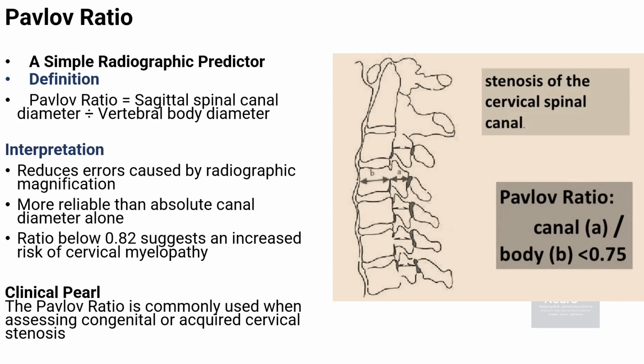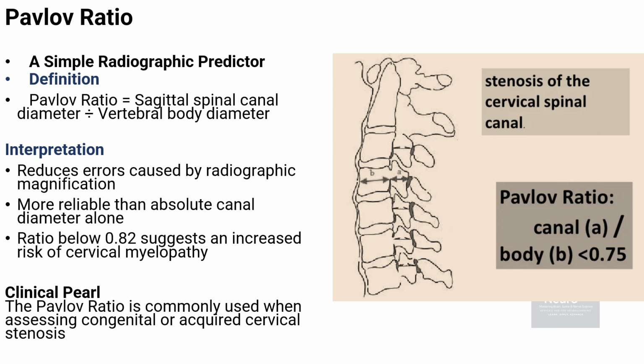The Pavlov ratio is a simple radiographic measurement used to estimate the size of the cervical spinal canal relative to the vertebral body. It is calculated by dividing the sagittal diameter of the spinal canal by the sagittal diameter of the corresponding vertebral body. This ratio is easy to apply.